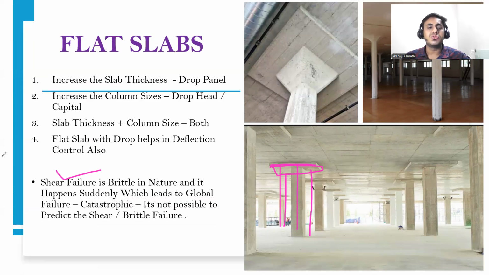Okay, so this was all about the flat slab system. You got an idea of what is a drop panel, what is a column head, what is a flat plate system, and what is a column head along with a drop panel. And always remember, by giving a drop panel in a flat slab system, we can control even the deflection, because here more stiffness will be given.